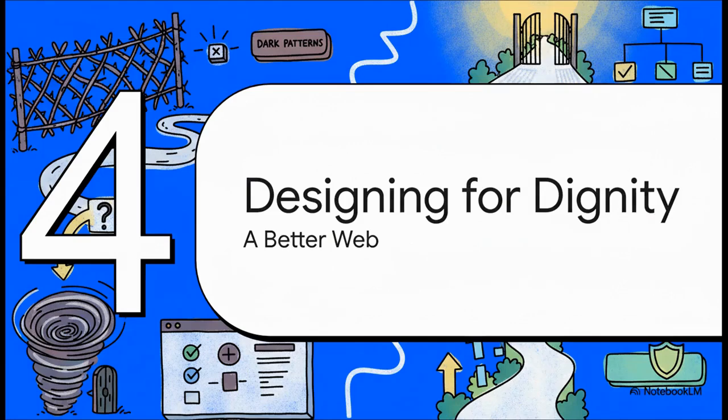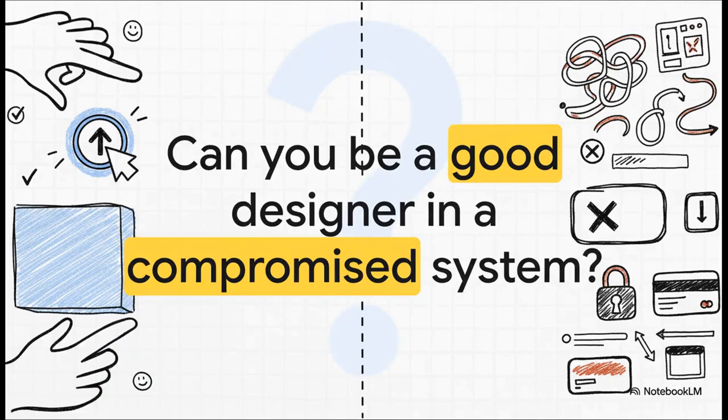Okay, so that all sounds pretty bleak, I know. But it's not the whole story. There is a growing movement fighting back against these practices to design a more ethical, more respectful web. And this really puts designers in a tough spot. I mean, they're often judged on things like conversion rates and how much data they capture. So when profit is the only real goal, ethics can feel like an afterthought. It raises this huge question: how can you be a good designer in a system that's kind of compromised?